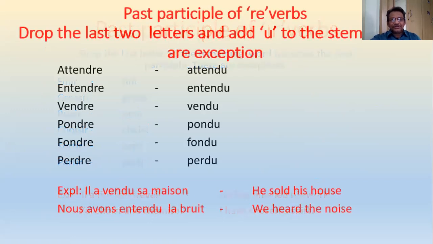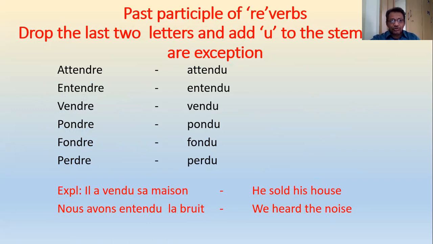Now we move on to the third one, RE verb. How to form the past participle of the RE verb? Now again, from the RE verb, the last two letters RE are dropped. Okay, ER verb, R is dropped, on the E the accent IG is placed. IR verb, the last letter R is dropped. The remaining word becomes the past participle.